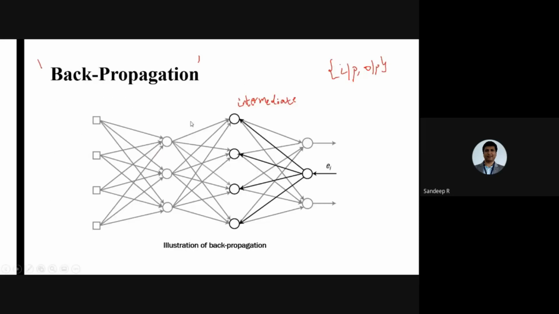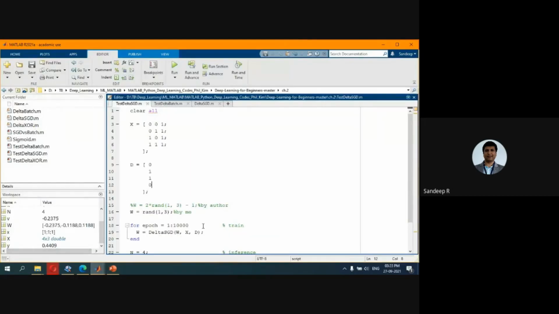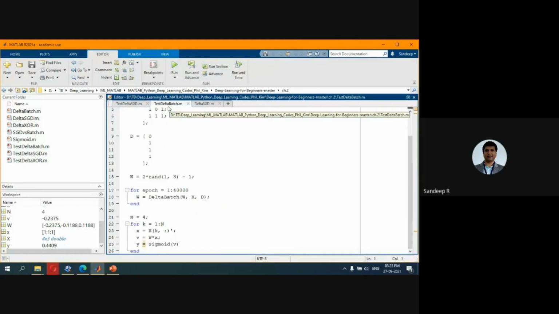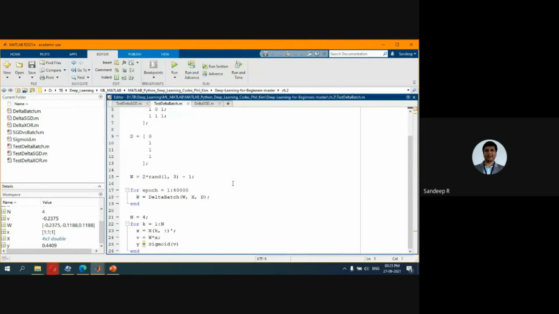And by the way, before going further, I just wanted to show the batch method. The same problems also can be solved with the batch method, right? Here I had used the stochastic gradient descent, but the batch method treats the entire thing as a whole. This is the input, this is the output. So this is the OR problem. Randomize the weights, pass the data 40,000 times, call the delta batch.